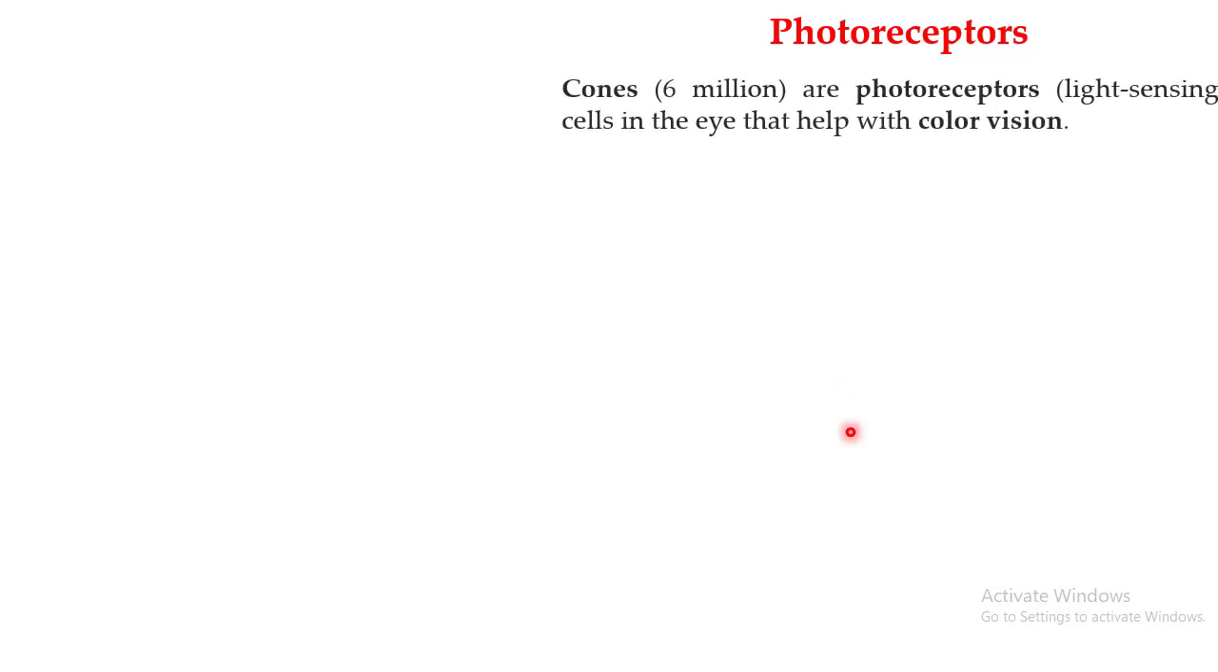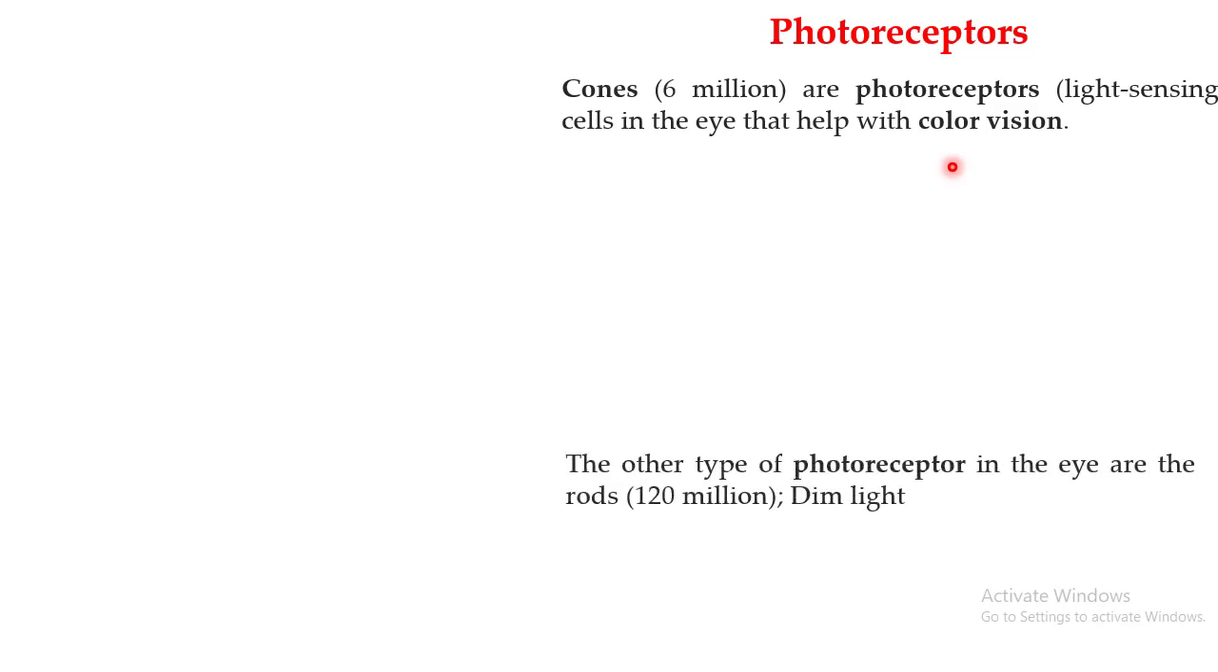So the first thing we need to discuss is the photoreceptors. These photoreceptors are specialized cells that help human beings, for example, to see things. In human beings, they are of two types. One is known as the cones. There are about 6 million cones in the human eye, and these cones are the photoreceptors that sense bright light and help you in color vision. The other type is known as the rods, and there are about 120 million rods in the human eye.